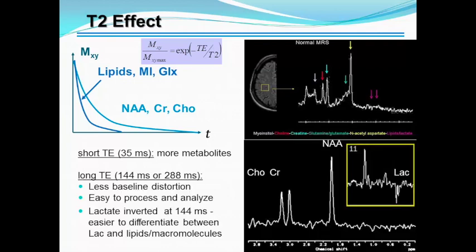If you go to longer echo times, some of these metabolites have already decayed, including glutamate, glutamine, and Myo-Inositol, so you don't see that anymore. On the other hand, you have less baseline distortion, it's easier to process, and your lactate peak is inverted at 144 milliseconds. So that makes it easier to distinguish lipids from lactate, because lipids do not invert.